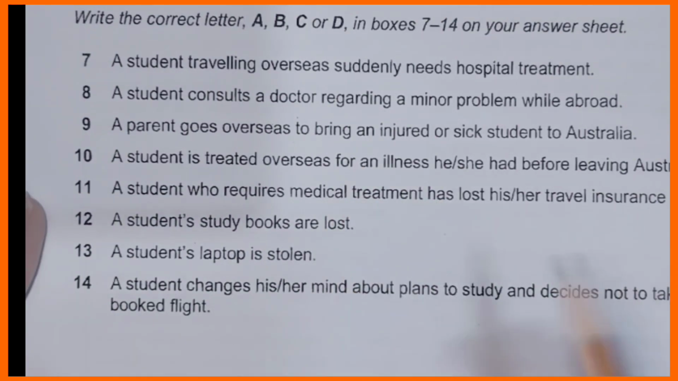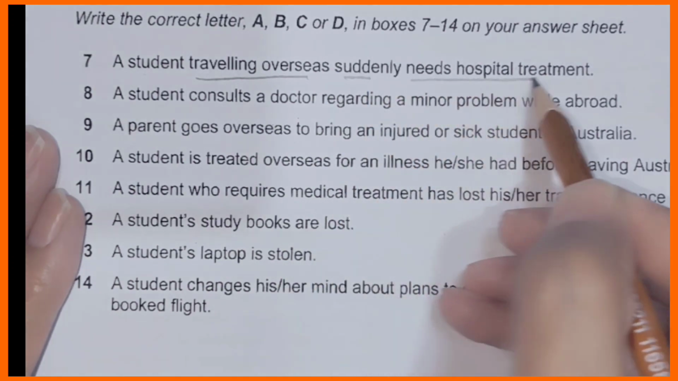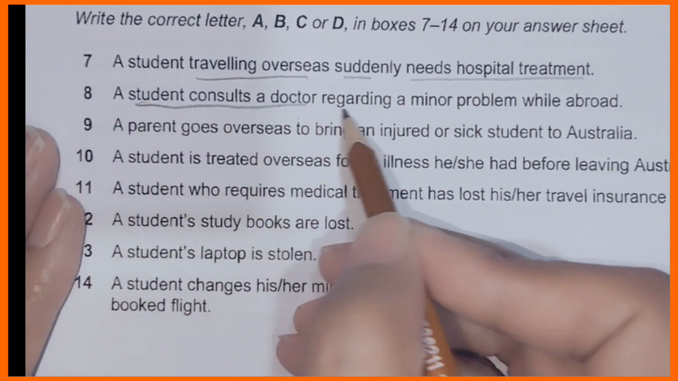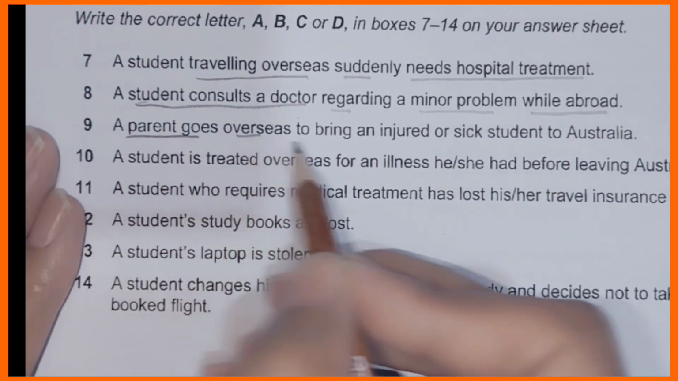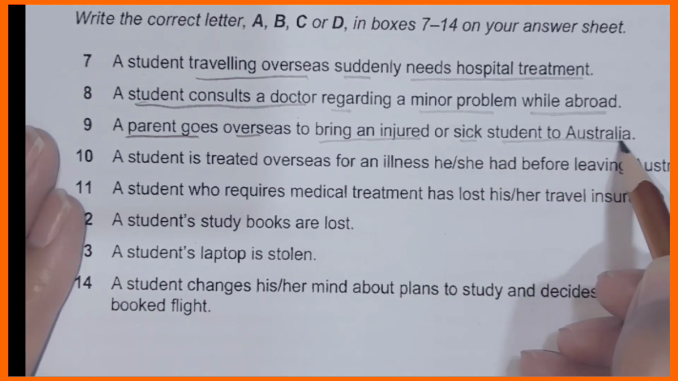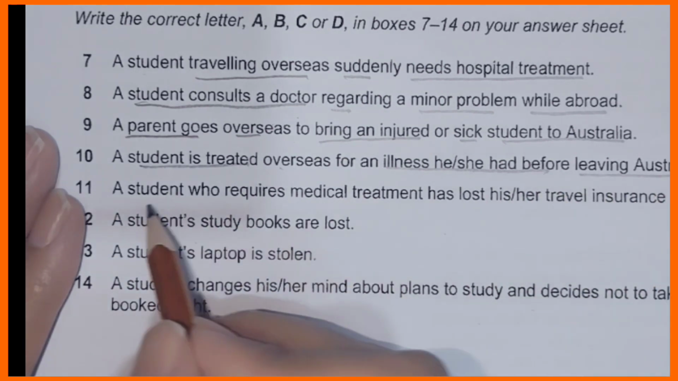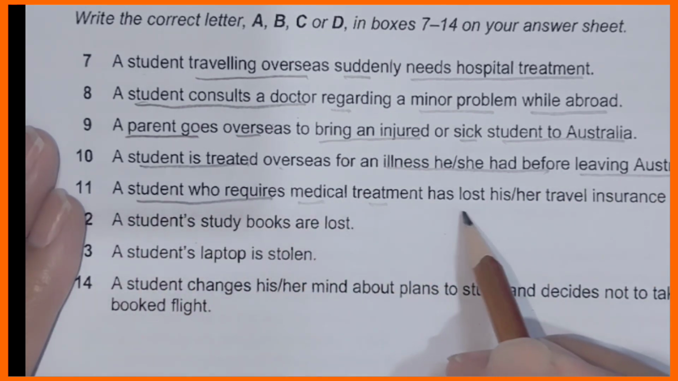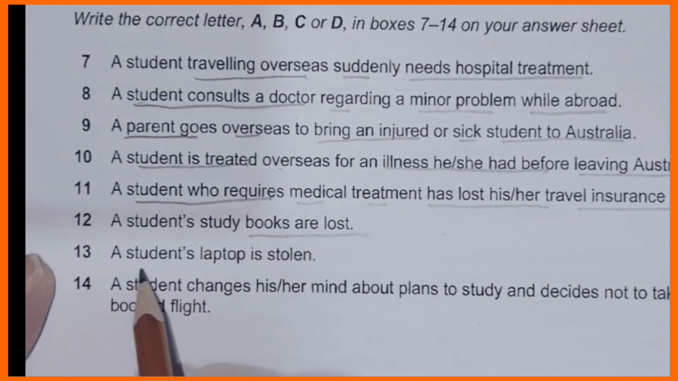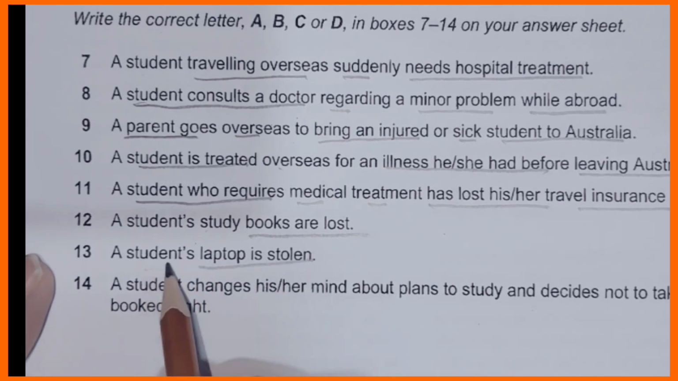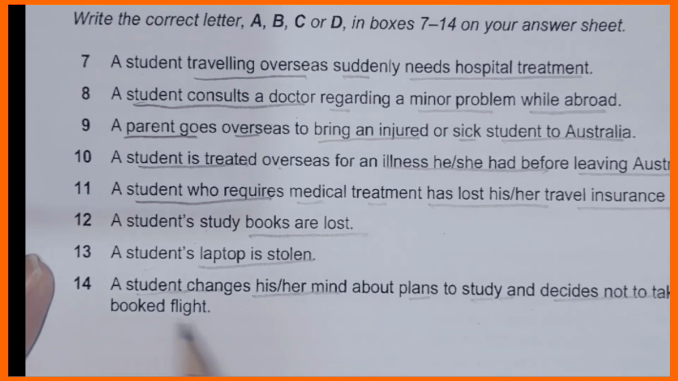So first of all, like as usual, we will underline the words. A student traveling overseas suddenly needs hospital treatment. A student consults a doctor regarding a minor problem while abroad. A parent goes overseas to bring an injured or sick student to Australia. A student is treated overseas for an illness she had before leaving Australia. A student who requires medical treatment has lost his or her travel insurance card. A student's study books are lost. A student's laptop is stolen. And a student changed his or her mind about plans to study and decided not to take the booked flight.